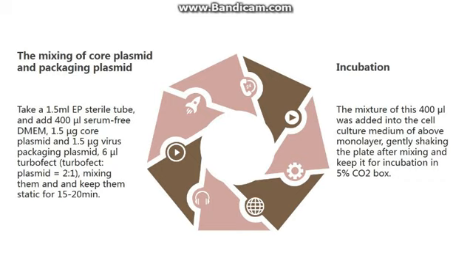Incubation. The 400 microliter mixture was added into the cell culture medium of the above monolayer, gently shaking the plate after mixing and keeping it for incubation in a 5% CO2 incubator. The mixing of core plasmid and packaging plasmid: take a 1.5 milliliter sterile tube, and add 400 microliters of serum-free medium, 1.5 micrograms of core plasmid and 1.5 micrograms of virus packaging plasmid, 6 microliters of Turbofectin, plasmid equals 2:1. Mix them and keep them static for 15 to 20 minutes.